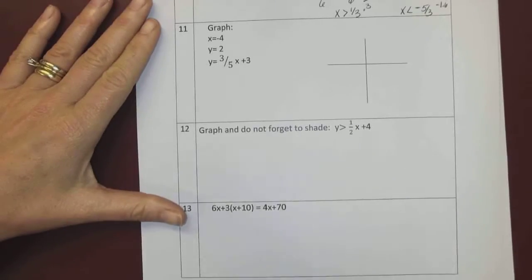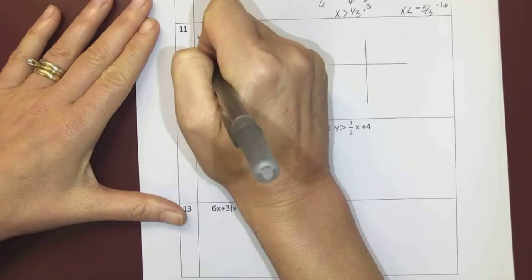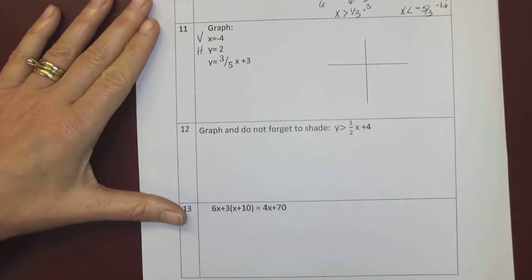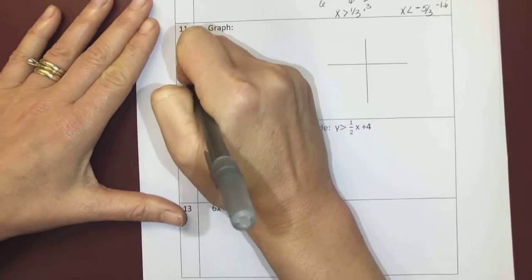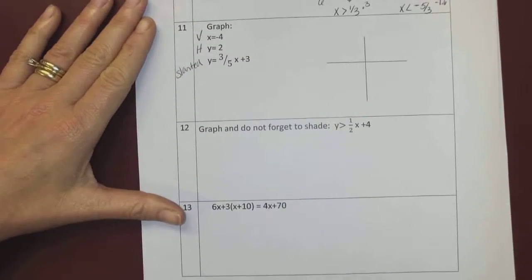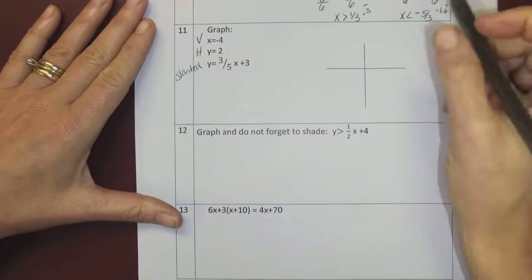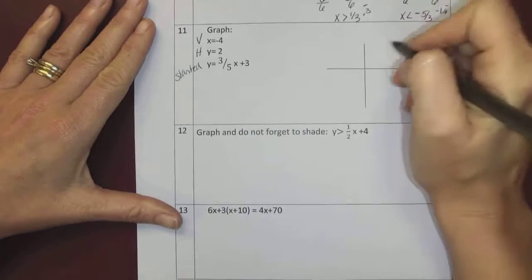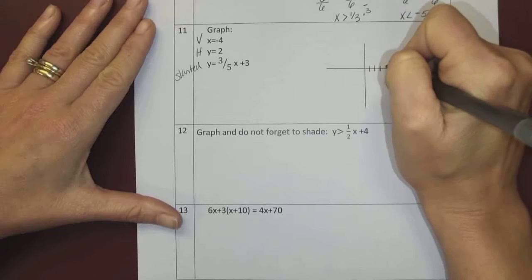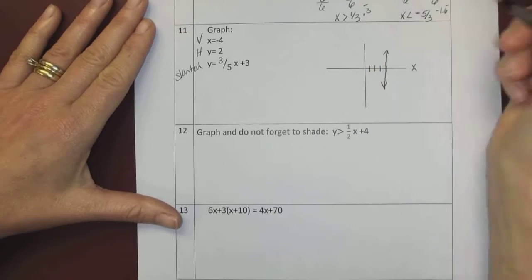Moving to number 11. We have three types of lines here. First one is vertical. Second one is horizontal. And the third one is slanted. How we will do this, for the first one is x equals 4. You will find 4 on the x-axis. This is my x-axis. 1, 2, 3, 4. And sketch a vertical line. Straight up and down.